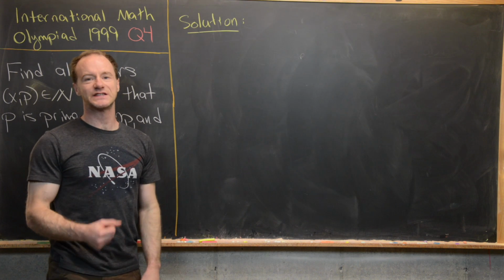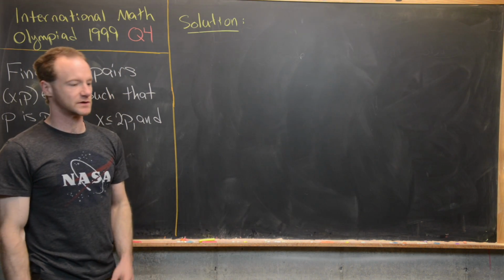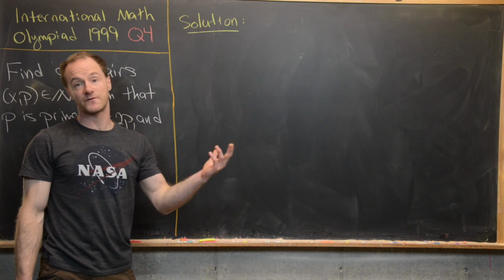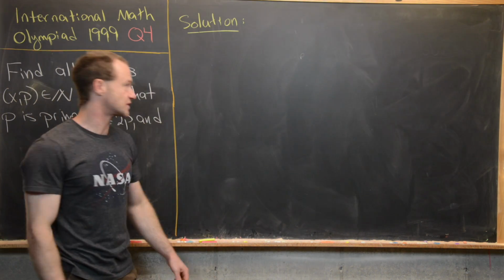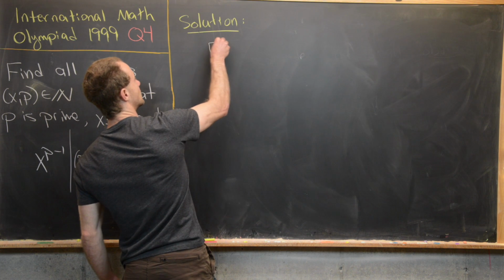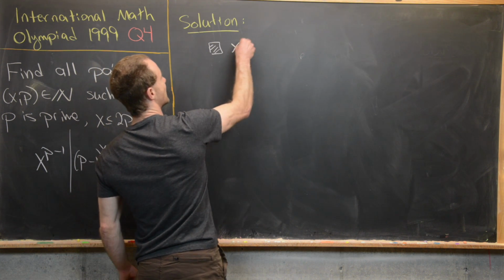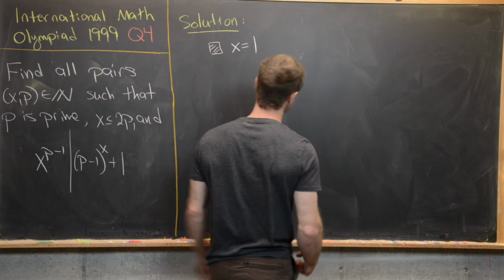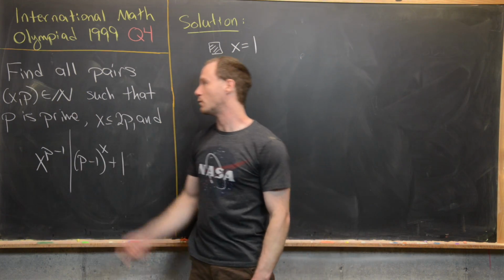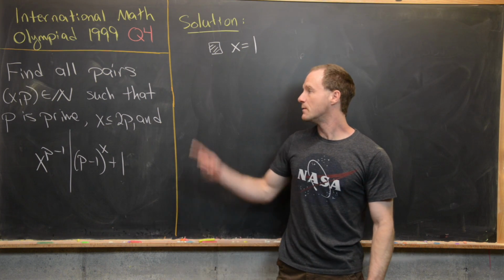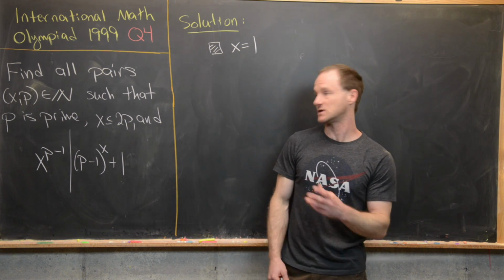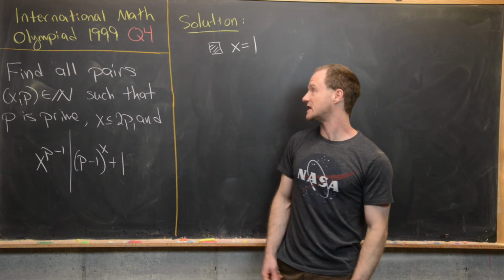So hopefully those hints were helpful. Now we're going to look at a full solution, starting with the first hint, which was to look at the small obvious cases first. So the first case that I want to look at is what happens if x equals 1? Well, 1 is a natural number. p can't be 1 because p is prime, and we know that 1 is not a prime number, but x could most definitely be 1. So let's see if we get some solutions out of that.